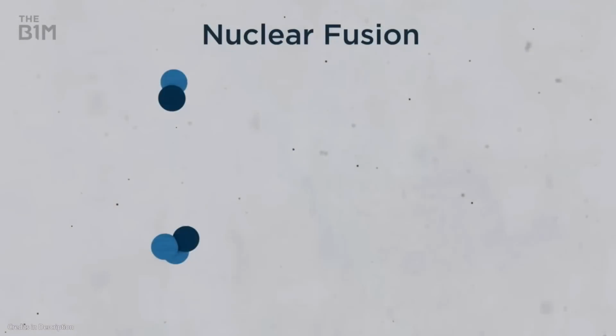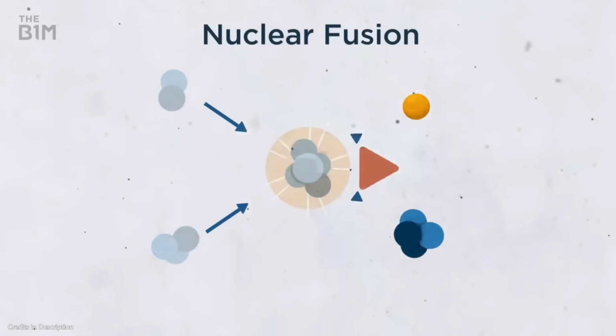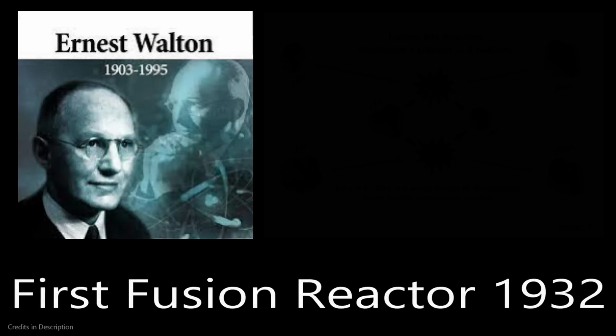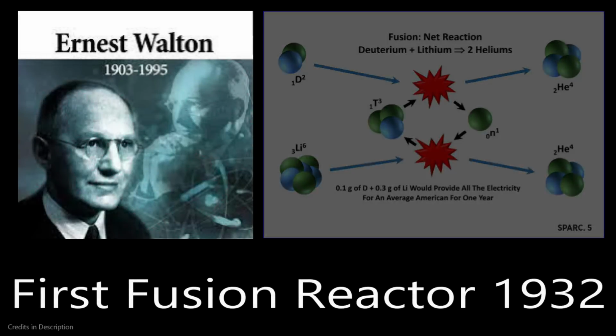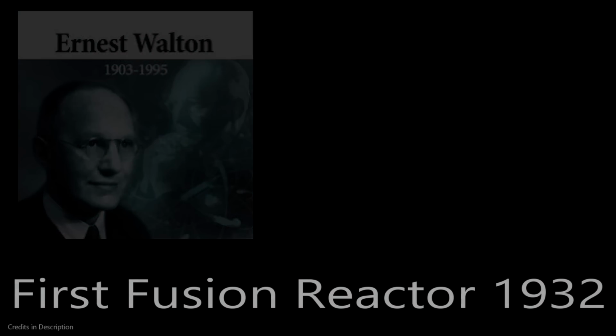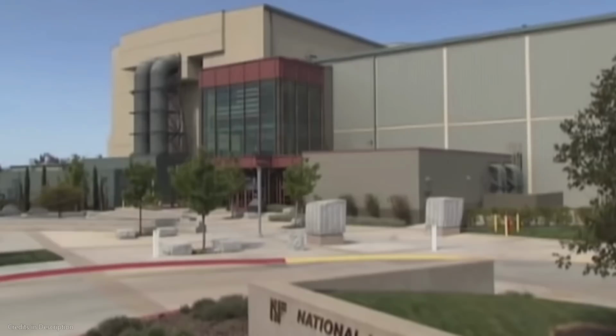The problem is not how to get elements to undergo fusion. We've been able to do that since 1932, when Ernest Walton used protons from an accelerator to split lithium into alpha particles, which are just helium nuclei. The problem is getting more power out than we put in.